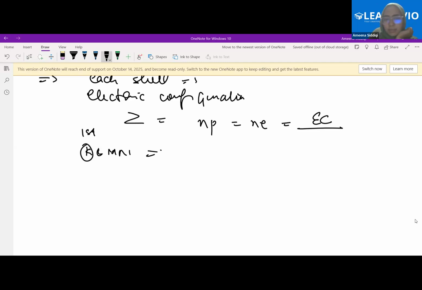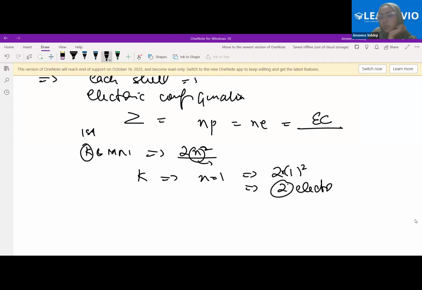Now, what is the maximum capacity of the K shell? How do you know the maximum capacity? By 2n square. N represents the shell number here. Let's suppose I'm talking about the K shell, so here n is equal to 1. What is the maximum number of electrons that can be present in the first shell? 2 into 1 square. What do I get? 2 electrons. So in the first shell, a maximum of 2 electrons could be present. Can you quickly calculate it for the second shell?